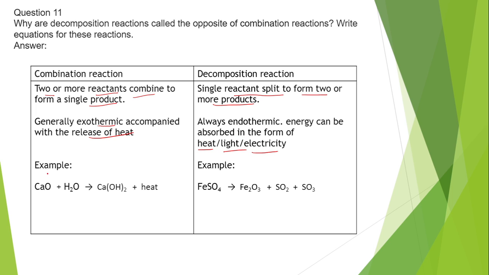Let us write the example for each reaction. So for combination reaction, calcium oxide or the quicklime combines with water to form calcium hydroxide, which is an aqueous solution, plus heat. Heat is released here. So this is the difference between combination and decomposition reaction. Always combination reaction is called the opposite of decomposition reaction for these two reasons.